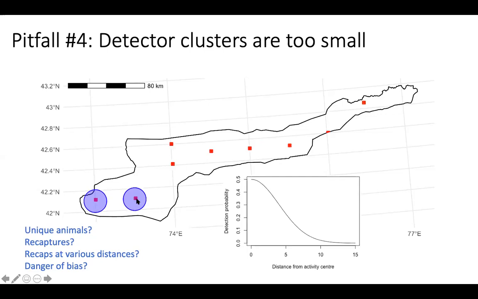So again, thinking about the detection function, if you've got an animal with an activity center close to a cluster, it's going to be detected potentially across all cameras. But that's only a very small range of distances from the activity center. And so we run into a similar problem. With this design, we probably get a good number of animals. We'll get recaptures, but not recaptures at various distances, and that's what we need for precise estimates.